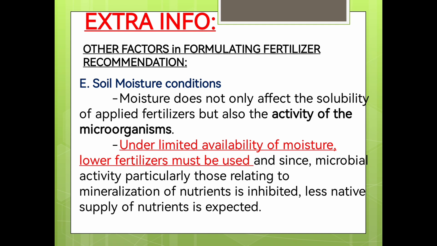So moisture, tubig, does not only affect the solubility of applied fertilizers, but also affects the activity of the microorganisms. Later on, we will discuss about microorganisms. And under limited availability of moisture, lower fertilizers must be used, and since microbial activity, particularly those relating to mineralization of nutrients, is inhibited, less native supply of nutrients is expected. So you always have to consider also the soil moisture conditions. That's why ita-timing mo ngayon kung kailan ka mag-a-apply ng abono.